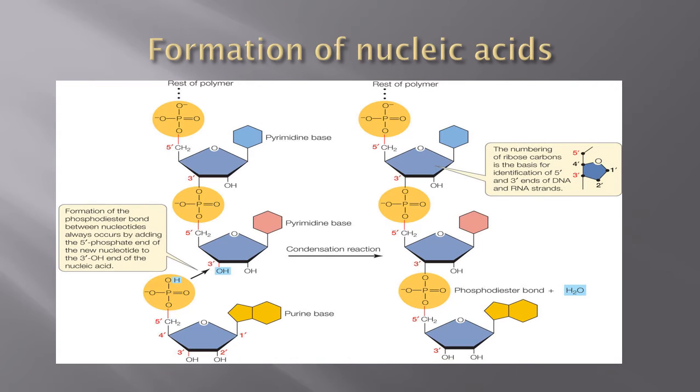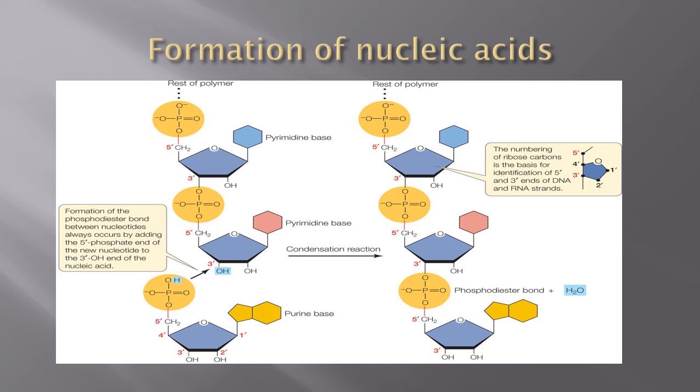Now in this particular strand you find DNA. This picture shows how a new nucleotide can be attached to a growing strand. Looking at the diagram on the left, there is a formation of a phosphodiester bond between the nucleotides, by adding the 5' phosphate end of the new nucleotide to the 3' OH end of the nucleic acid.